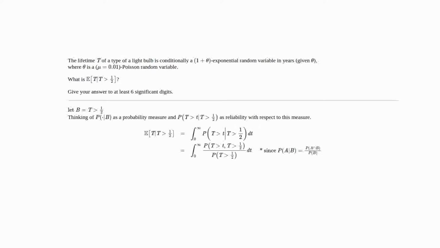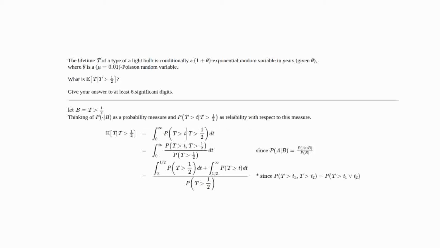Well, since these are both simple events, we could think of T being greater than little t as A and T being greater than 1/2 as B. So elementary conditional probability says that this is equal to the probability of AB, which is the probability that T is greater than little t and T is greater than 1/2, over the probability of B, which is the probability that T is greater than 1/2. The top part is the same as the probability that T is greater than the maximum of little t and 1/2.